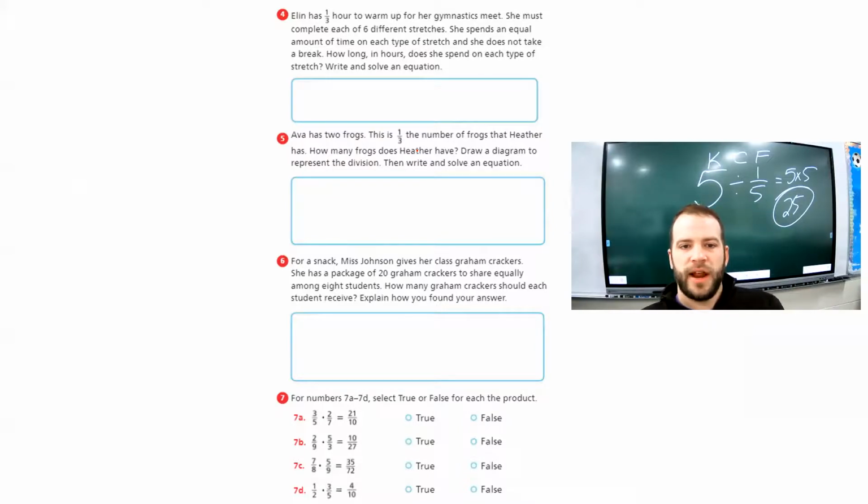Ellen has 1/3 of an hour to warm up for her gymnastics meet. She's got to complete each of 6 different stretches, and she's going to spend an equal amount of time on each type of stretch. She's not going to take a break either. So how long does she spend on each type of stretch? So we're going to take the amount of time she has, and we are going to divide that into how many different stretches she needs to take.